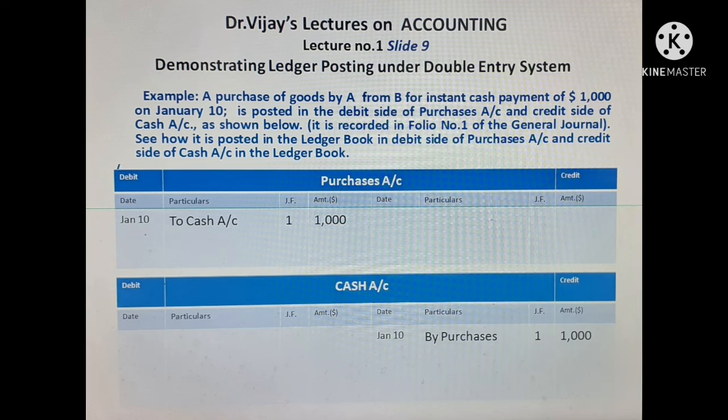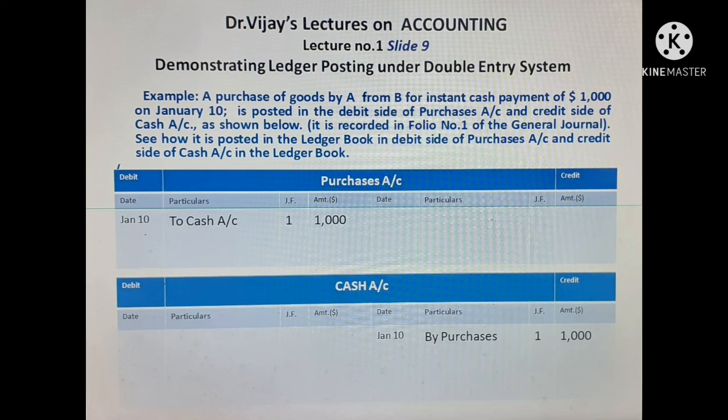Look at purchase account first. See, purchase account has a debit side, left hand side, and a credit side, that is right hand side. In both the sides there is a date column for recording the date of the transaction, a particulars column for showing the details, a journal folio column and an amount column. On the credit side also similar columns are there.